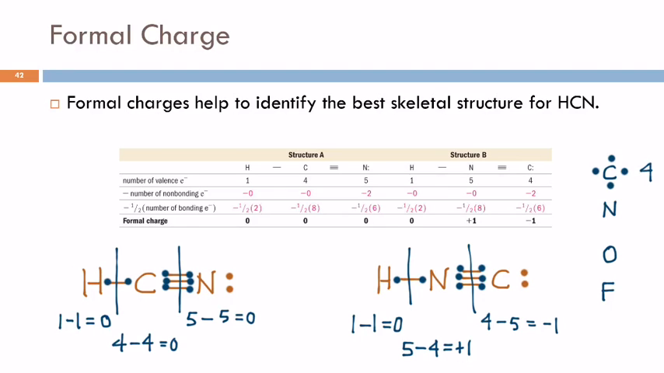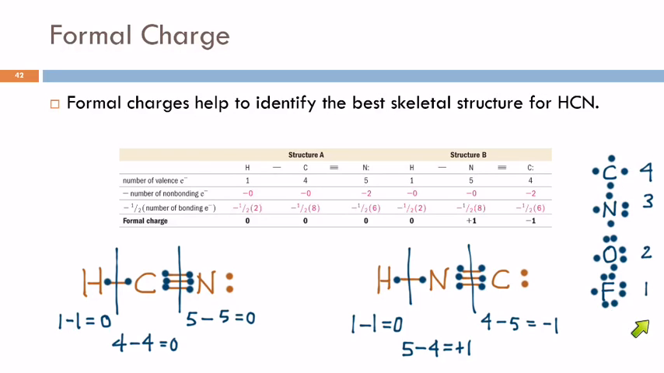Carbon makes 4 bonds. How many valence electrons does nitrogen have? 5. 1, 2, 3, 4, 5. How many are not paired? 3. Nitrogen likes to make 3 bonds. How many valence electrons does oxygen have? 6. 1, 2, 3, 4, 5, 6. How many unpaired? Guess how many bonds oxygen likes to make? 2. This is getting boring. Fluorine has 7. 1 of them is not paired. Fluorine likes to form 1 bond.